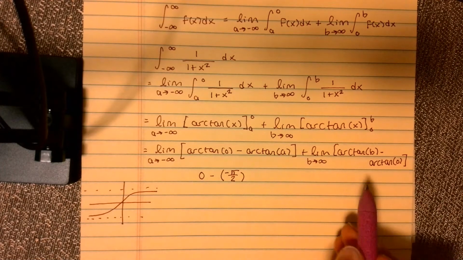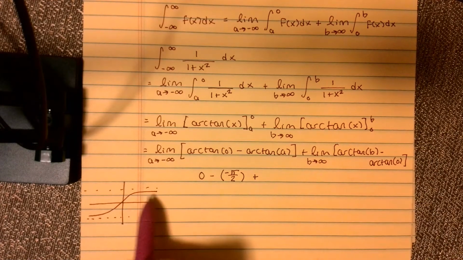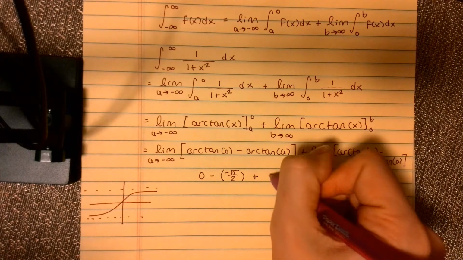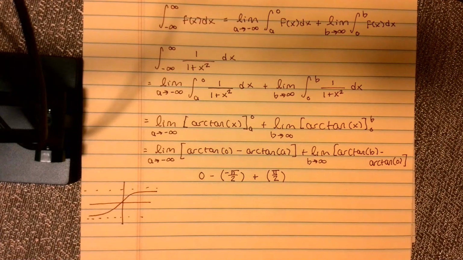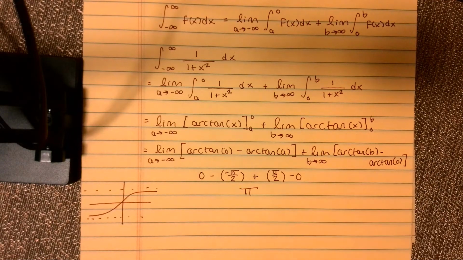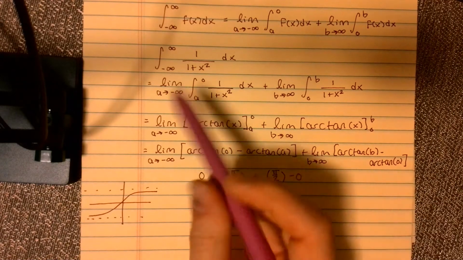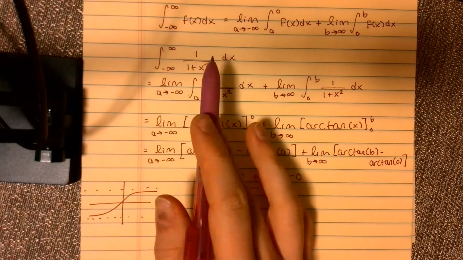Okay, let's evaluate the other one. Again, as we approach positive infinity, we will also approach pi over 2. And then arctangent of 0 is, once again, 0. So when I put those together, I get pi. So we have evaluated this integral over all the real numbers and found that the area completely adds up to pi.